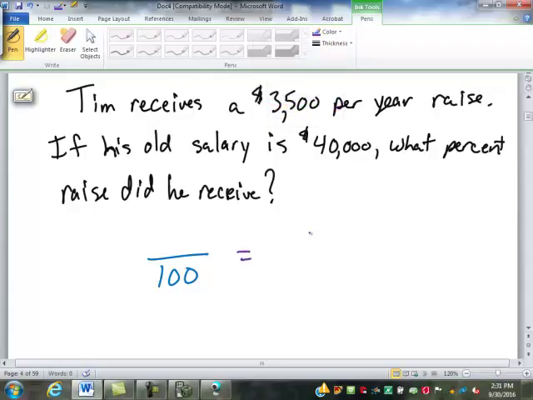Now we said before, 100 is the whole amount, the larger group, or the other option is it's the beginning amount, the initial, the starting point. In this case, do we have either of those? We have a starting point. The 40,000 is the starting point. That's where this all began. That was the old salary. So that has to match up with the 100. So the 100 is representing the old salary.